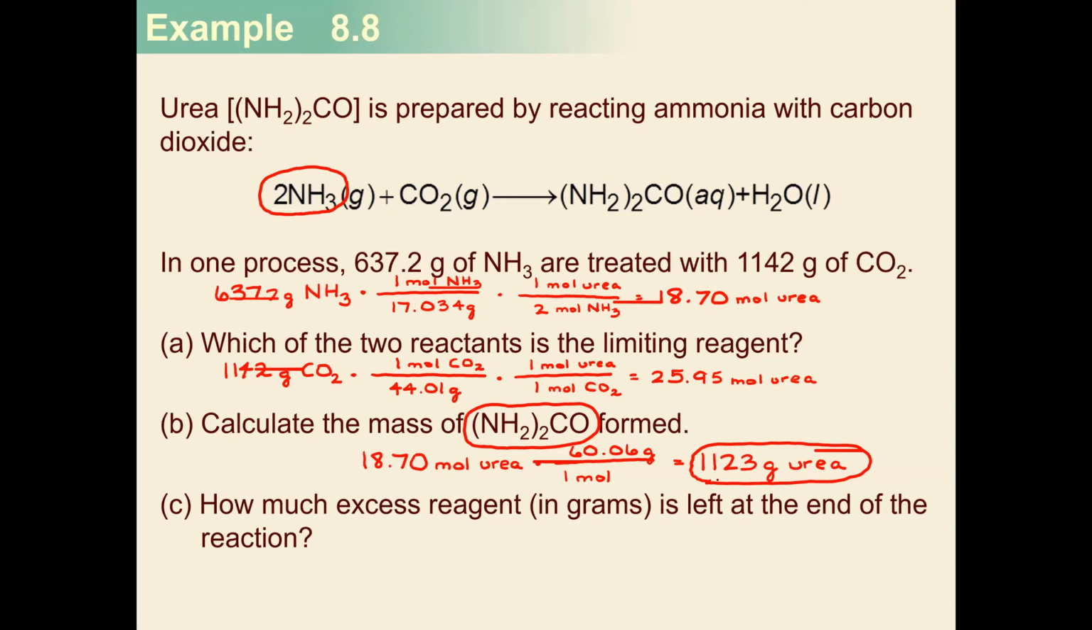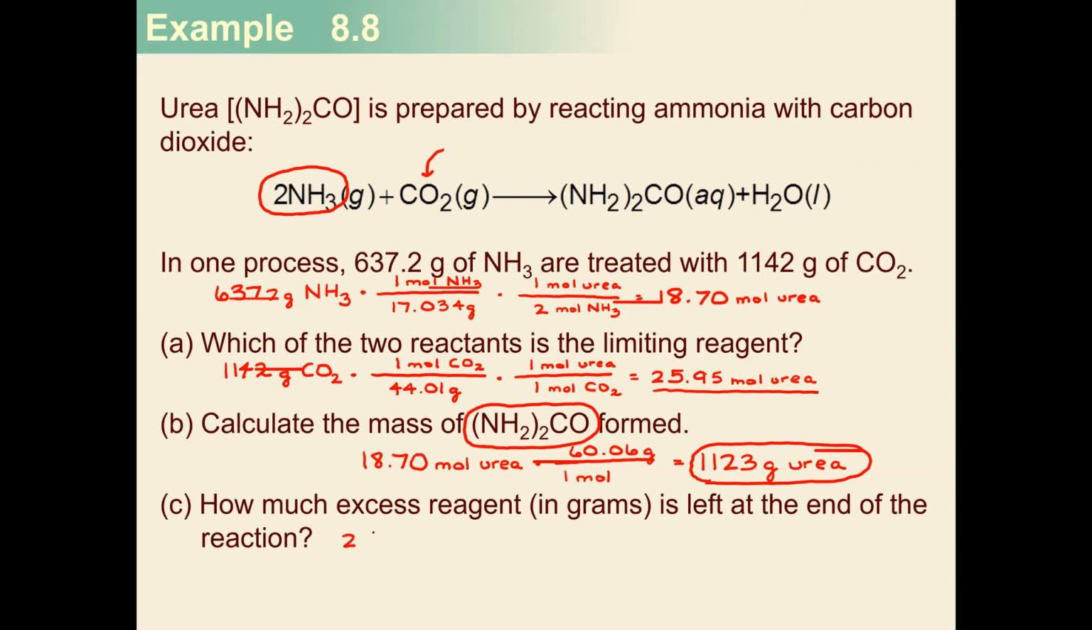How much excess reagent in grams is left at the end of the reaction? So we now know that our excess is going to be our carbon dioxide. So how do I know how much carbon dioxide is left over? Well, notice that when I do this reaction, I would have been able to form 25.95 moles, but I wasn't able to form that. I was only able to form 18.70. So what we want to do is go and take the difference of that.